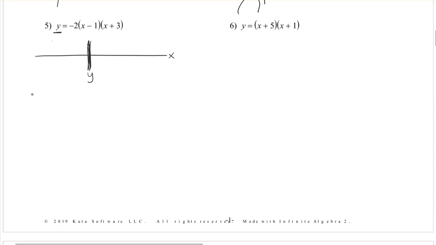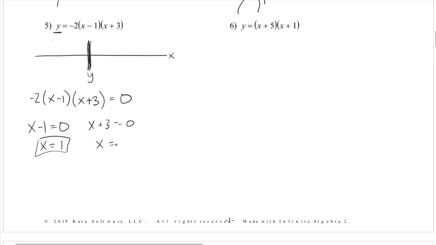So that means this equation, negative 2 times the quantity x minus 1 times the quantity x plus 3, is actually equal to 0 to find where we're crossing the x-axis. Because of our zero product property, x minus 1 equals 0 and x plus 3 equals 0, so x equals 1 and x equals negative 3. That's where our graph is going to cross, at negative 3, 0, and over here at 1, 0. So we know we're crossing the x-axis there.